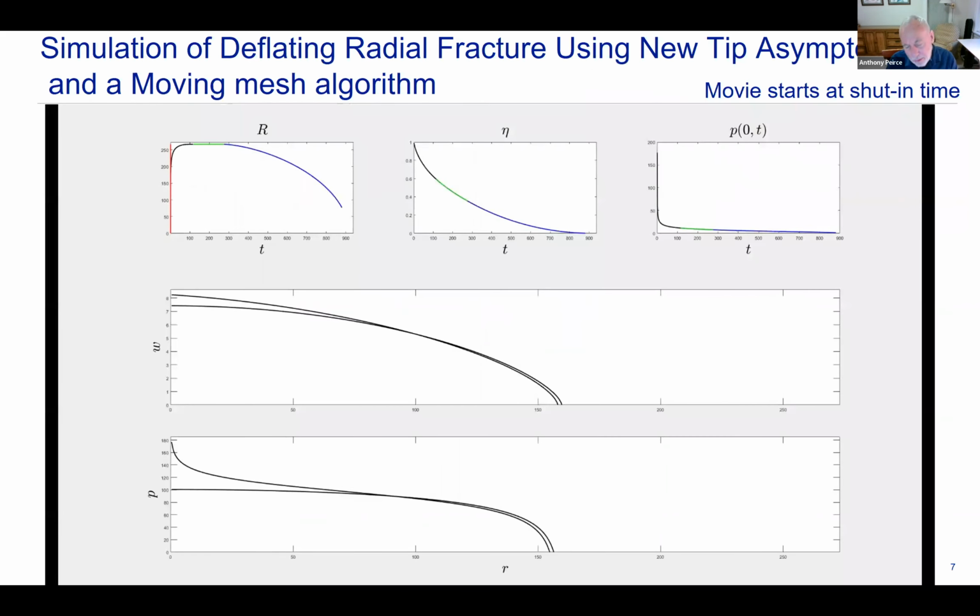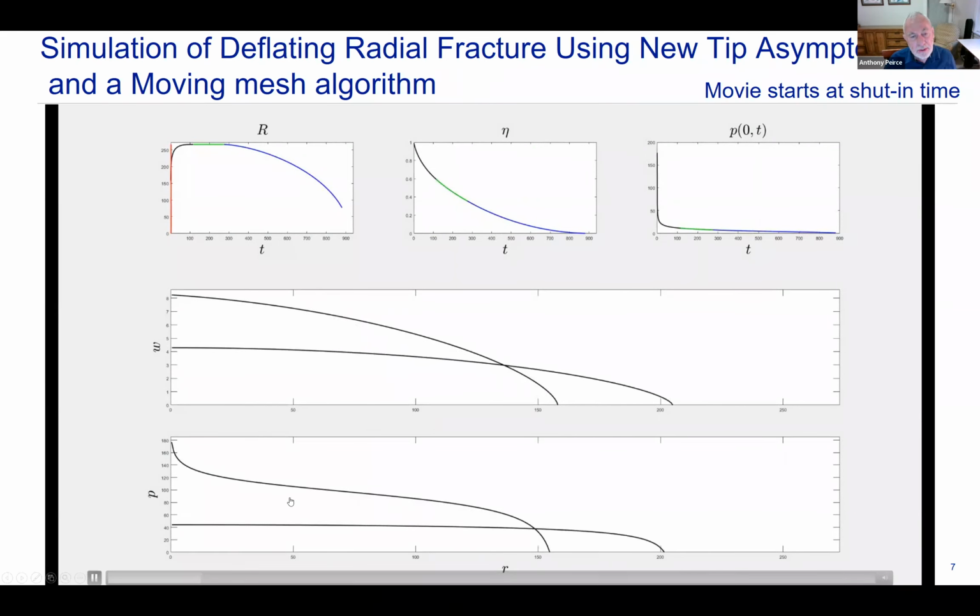Okay, so armed with this linear tip asymptote and the ability to transition, if you went straight from stress intensity factor to the linear asymptote, we found there was a big jump in the solution as you went from arrest to recession. So you need to go through all those multi-scale asymptotics to get a smooth transition. But armed with that, we then were able to get what we believe was a fairly good numerical solution.